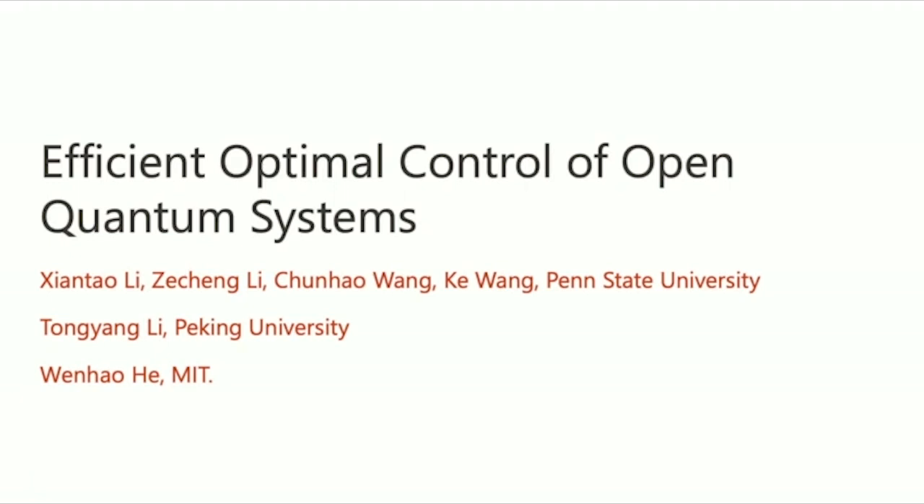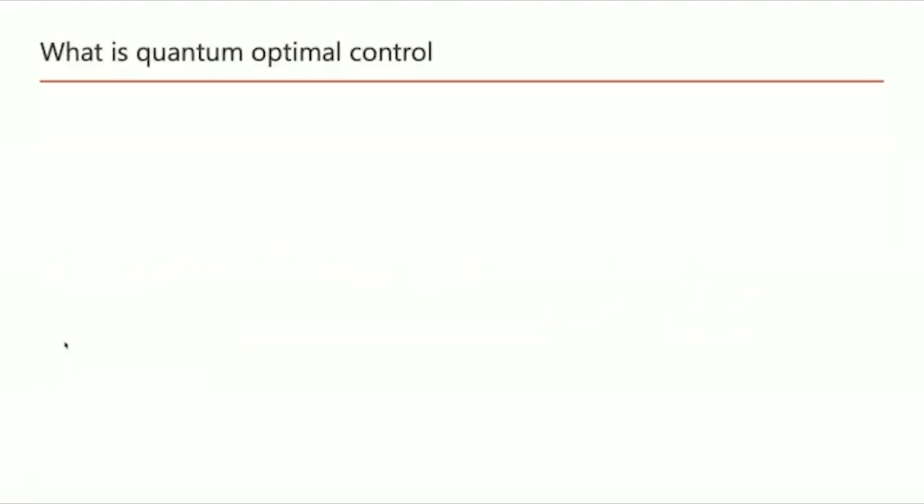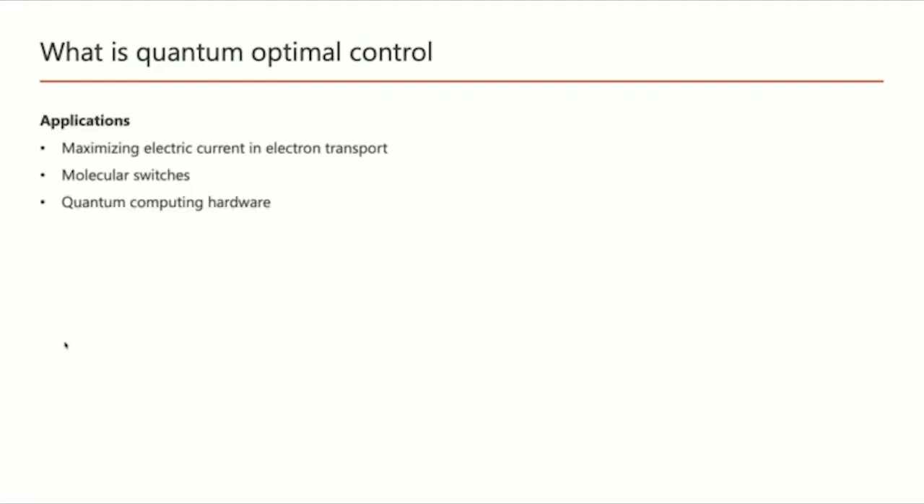All right. So in quantum optimal control, what we do is instead of letting a quantum system evolve by itself, we try to control it by applying external fields and to control what the system does. Now, this problem is not new. It comes up in quite a few applications.